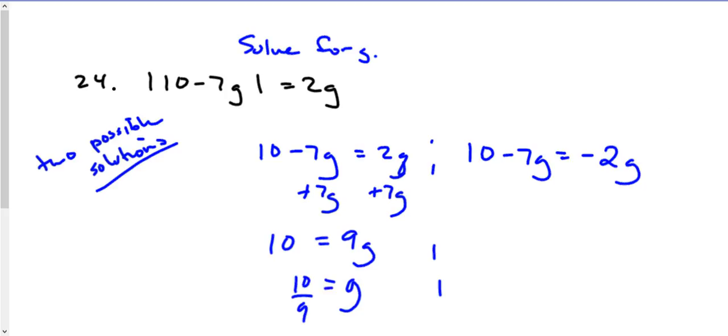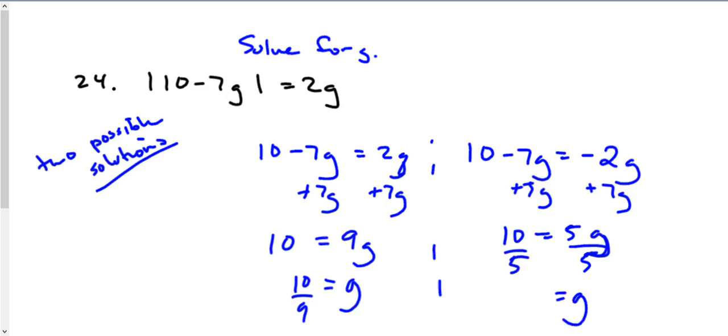From here, we're going to solve this one. So I'm going to add 7g to both sides again. Going through the same process. And we have negative 5g. I'm sorry, not negative 5g. Positive 5g. Careful on your algebra. Divide by 5, divide by 5, and we have g is going to equal 2.